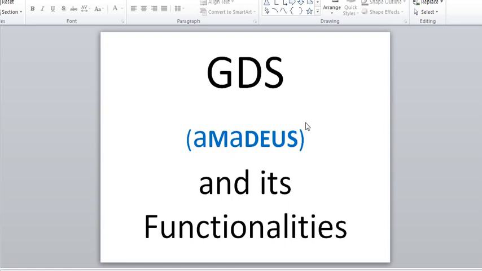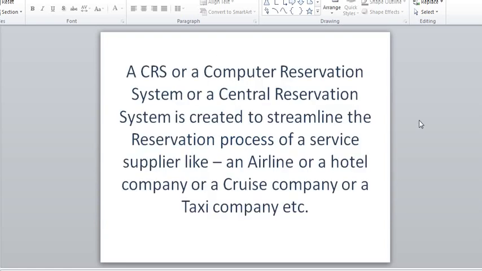GDS means Global Distribution System. It's an extended version of the CRS or the Computer Reservation System. So before GDS came into picture, probably the software that used to be there in the market for streamlining the reservation procedure of the different suppliers, that was called a CRS or a Computer Reservation System. The computer reservation system was otherwise also called as central reservation system by some people.